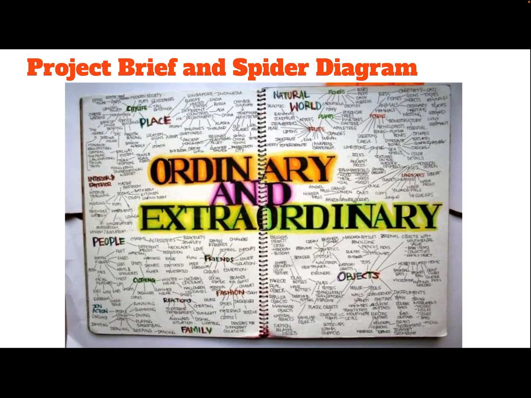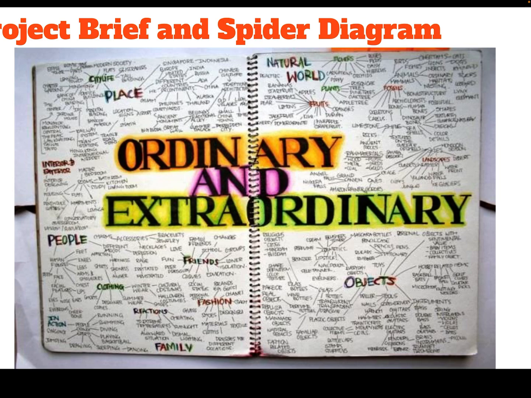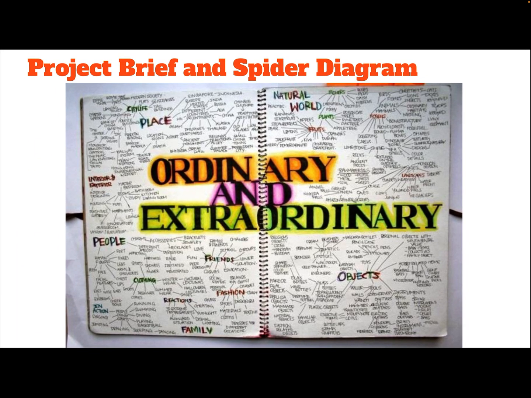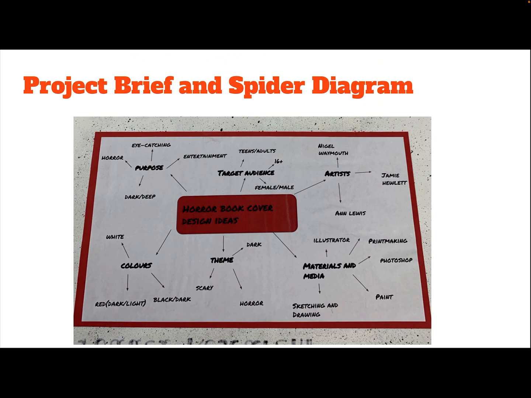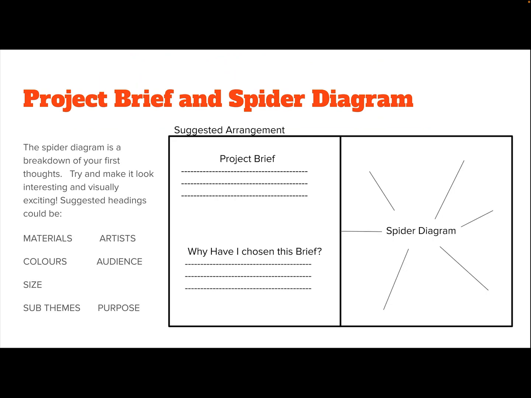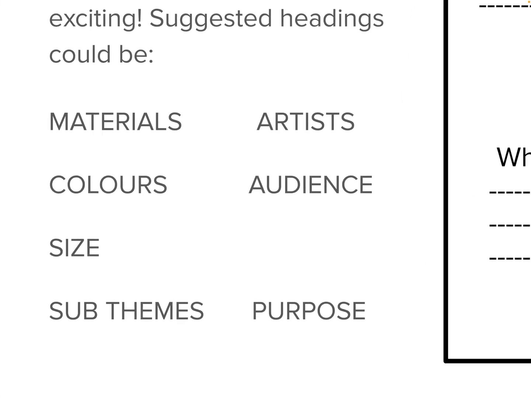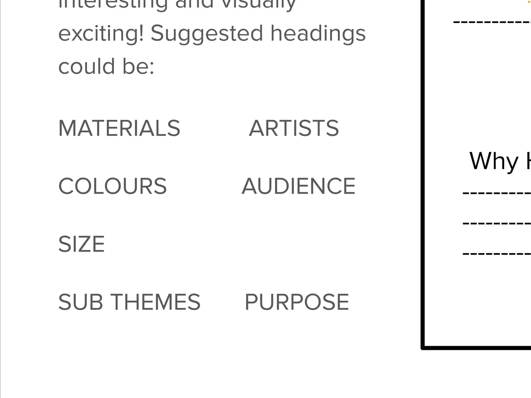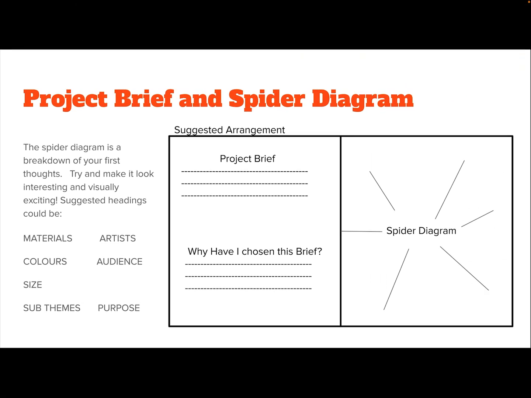This one here is more visual. It's loads of words, so a good dictionary might be a good place to go, or a thesaurus, which might be a good place to start with. Ordinary and extraordinary is the project theme. Okay, so have a look at those as good examples, and then just go back to this and look at the headings there in that space. Materials, artists, colours, audience, size, sub-themes and purpose. You might have more of those, that's perfectly fine, but that's where I want you to be looking in terms of your spider diagram and that double page.